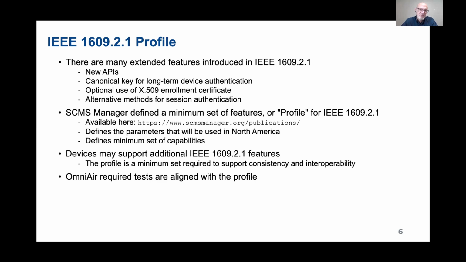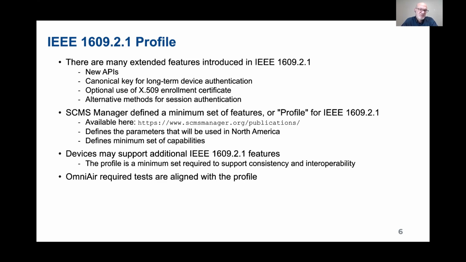These were developed to provide more options for deployments and to support some larger scale deployments, but they're not required for testing. So if you've read through .2.1 and you find it maybe kind of daunting and it looks like a huge project to implement all of these things, the good news is you don't need to implement all of them. There's actually a fairly small subset that provides that basic functionality of getting a device enrolled and doing top-offs. And there is a profile defined. So a SCMS manager put together a profile that said of all the new capabilities in .2.1, here's a set that we expect devices in North America to be able to support, and a set of parameters and device capabilities that should be common across devices in North America.